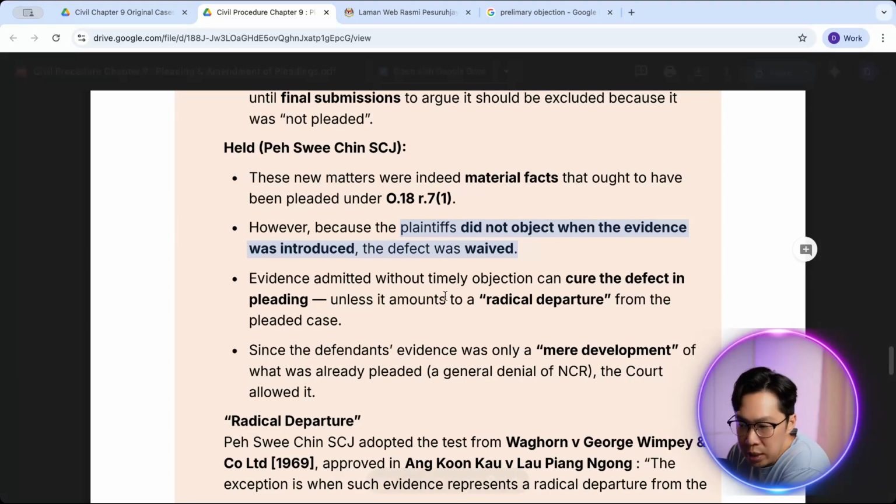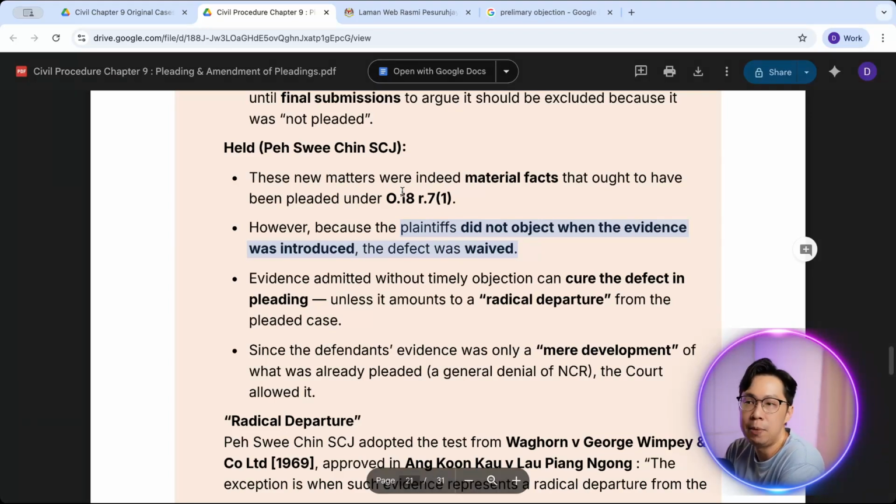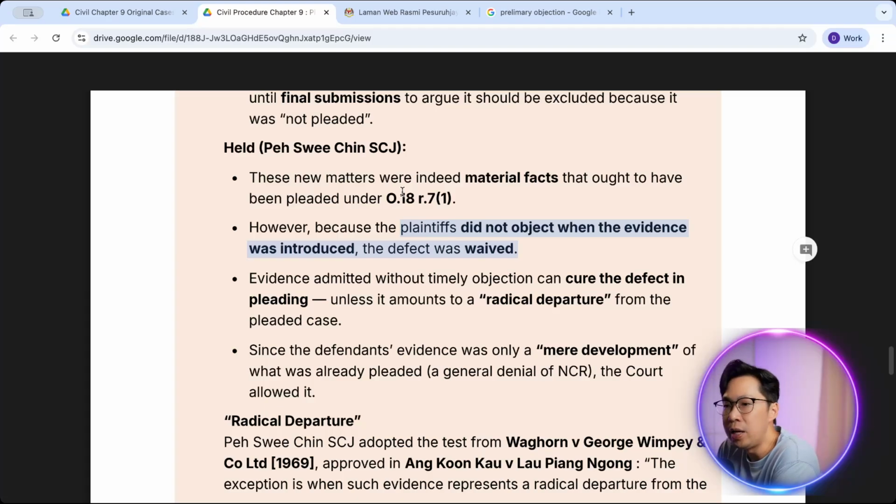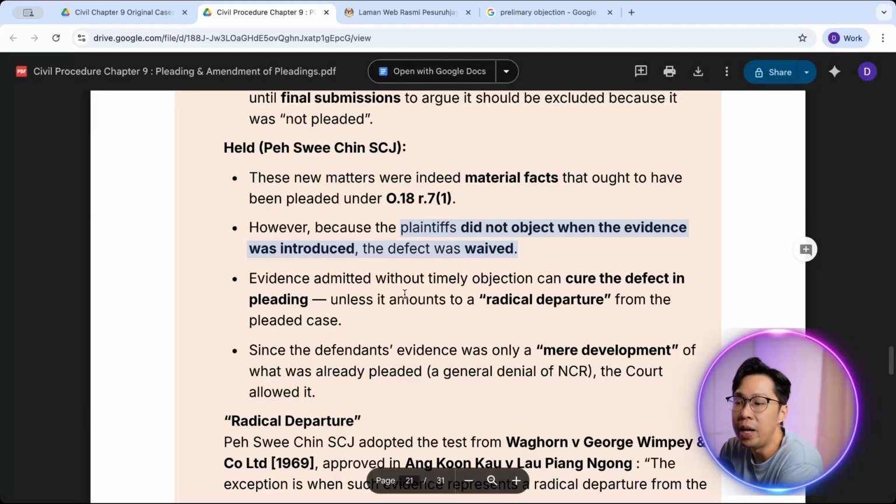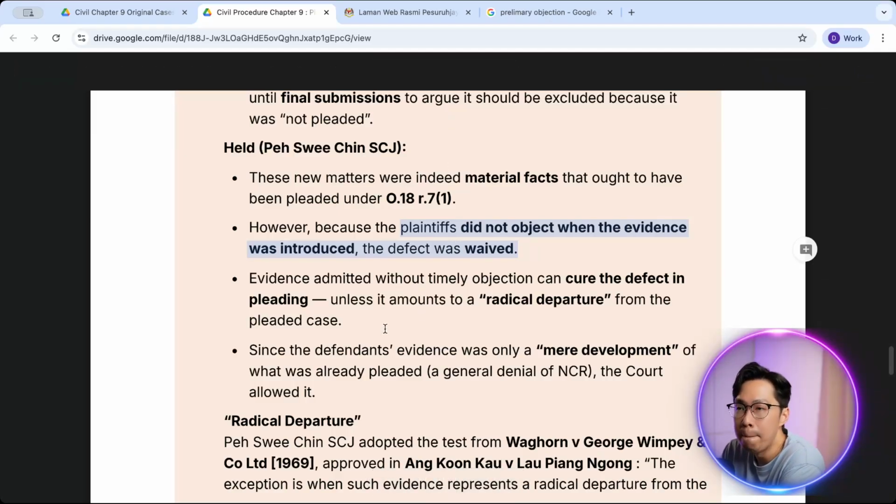But Peh Swee Chin also said, again, let's say plaintiff and defendant. The defendant raised certain things. The plaintiff didn't object. The plaintiff argued whatever the evidence was in trial. So based on OCBC v Philip Wee, plaintiff, you cannot later object and say, defendant, you didn't plead and I was taken by surprise. But then Peh Swee Chin said, okay, there is another possibility where the plaintiff may object.